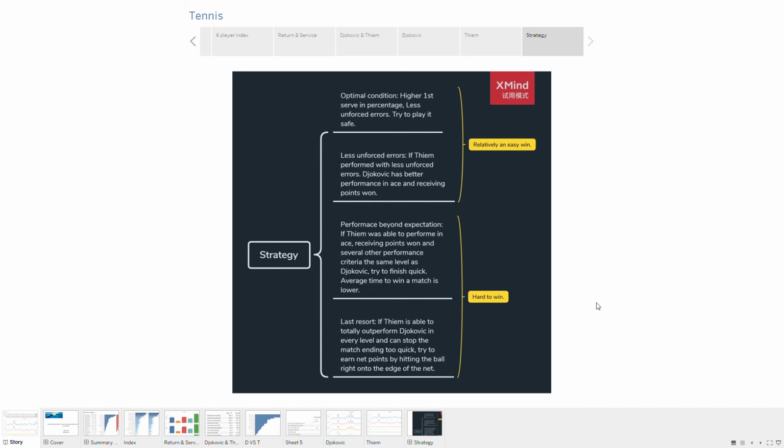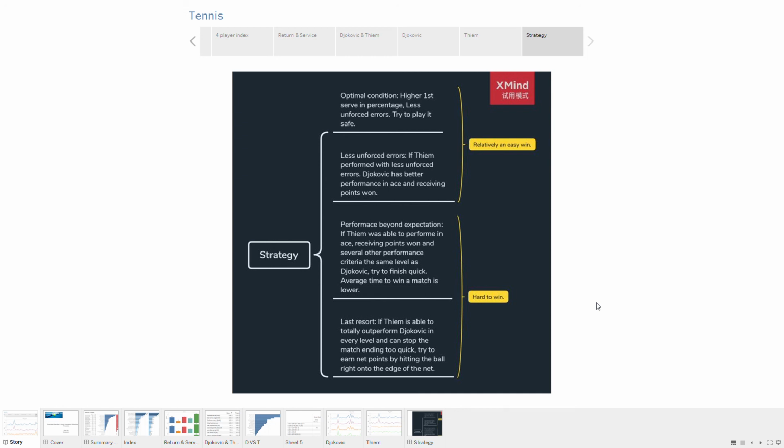The last scenario is if Thiem is able to totally outperform Djokovic at every level, which is a very small-probability event. Djokovic can avoid ending the match too quickly and try to earn net points by hitting the ball right onto the edge of the net. He still has a possibility to win in this case, but it's really tough for him to win.